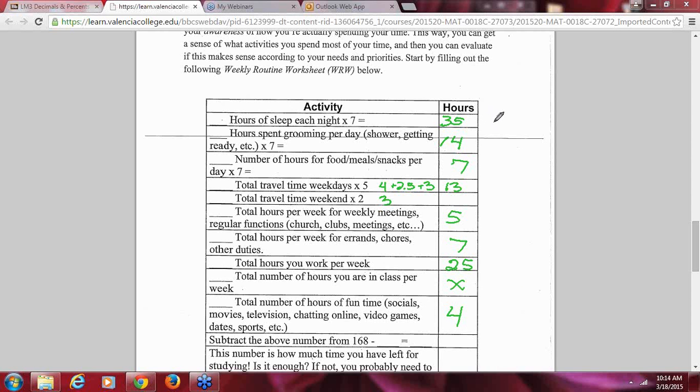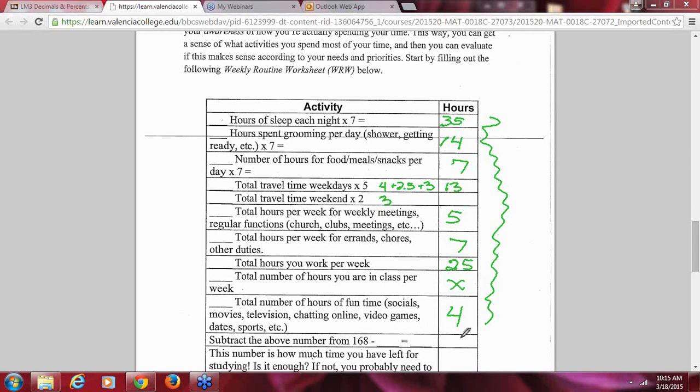And the idea is that I'm going to add these together, right? And I'm going to get a total. So I'm going to go ahead and add these together right now. Now, everyone's paper is obviously going to be different because you all take part in different things. This is all about you assessing how you spend your day, okay? So 35, 14, 7 plus 13 plus 3, plus 5 plus 7 plus 25 plus 4.